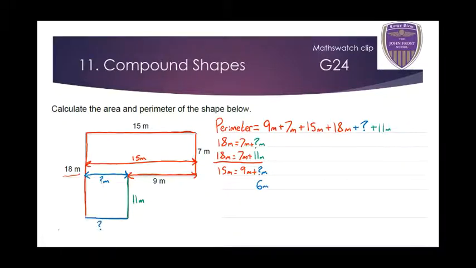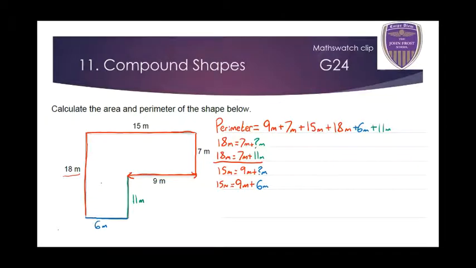Let's redraw the rest of it in. So 15 meters equals 9 meters plus 6 meters. That's good. 9 plus 6 is 15. Brilliant. So I'm going to get rid of all this and I'm going to re-update our shape now. So now we know all the distances. Fix this. Okay.